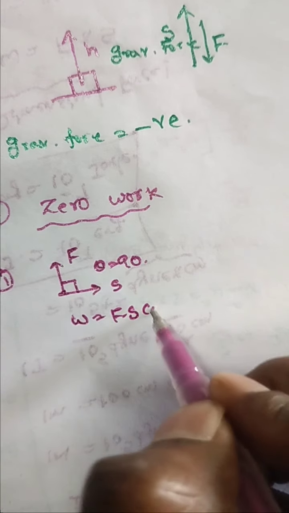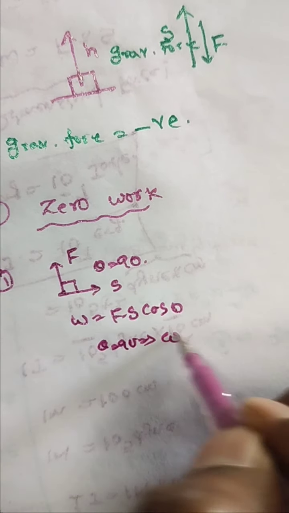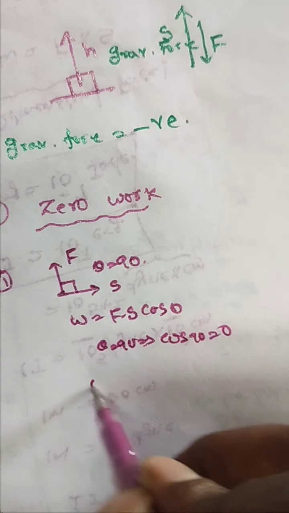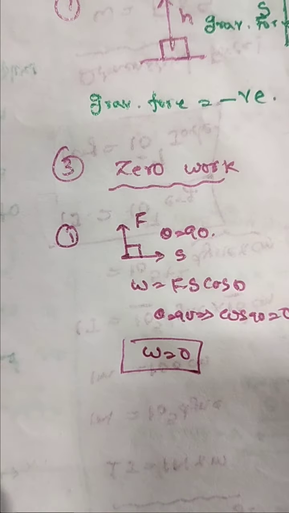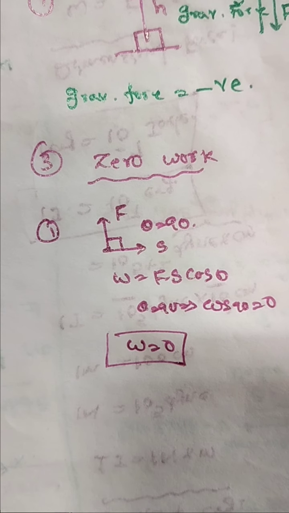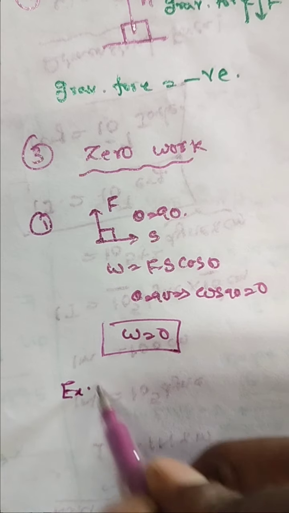So W is equal to F S cos theta. When theta is equal to 90 degrees, cos 90 is equal to 0, so W is equal to 0. So in this case the work is 0. What is the example, sir? Here I will give one example.